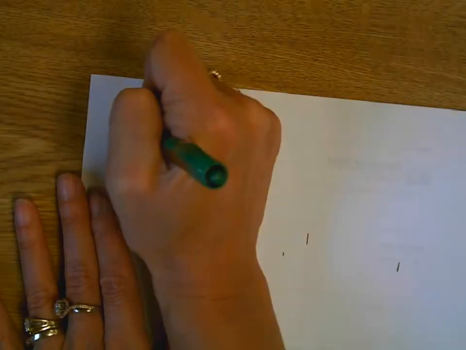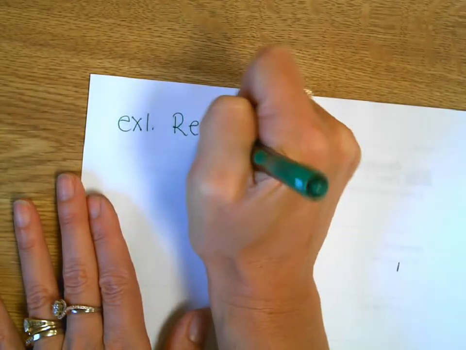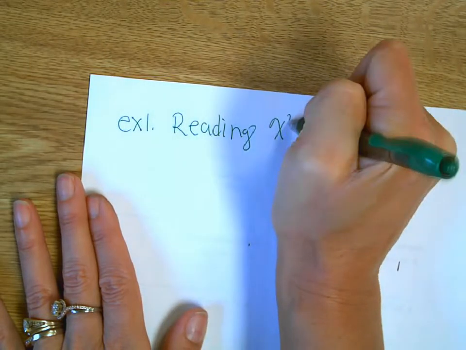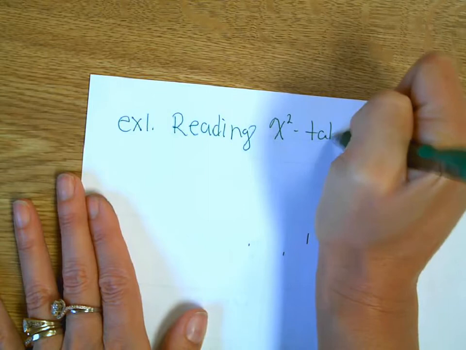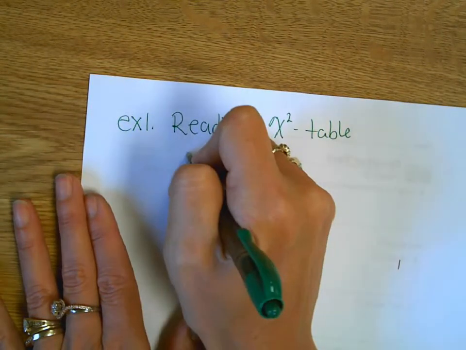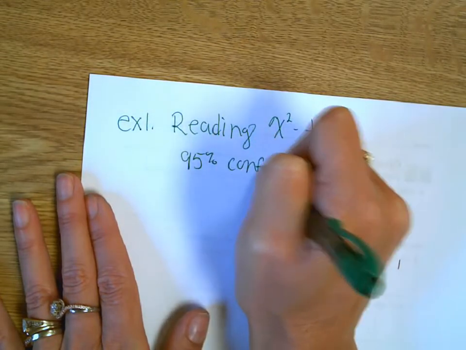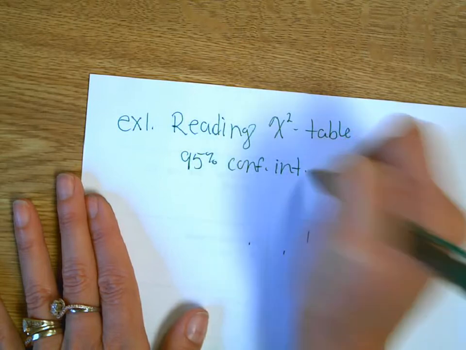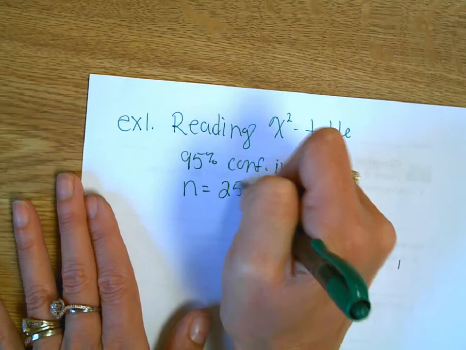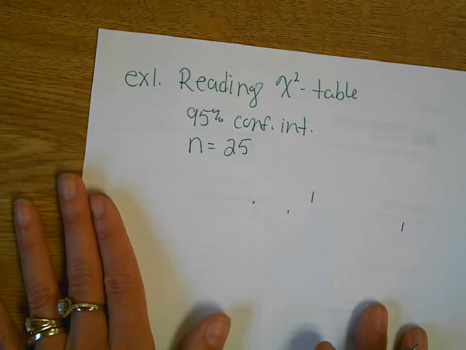For example 1, reading the chi-square table. So let's say we had a 95% confidence interval and a sample size of 25 for normally distributed data. Can you find the chi-square left and chi-square right?